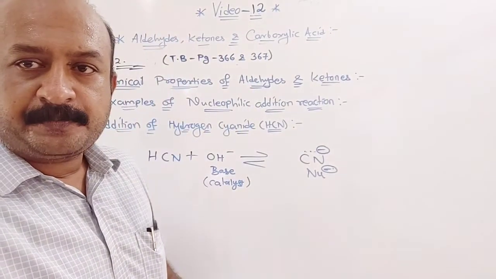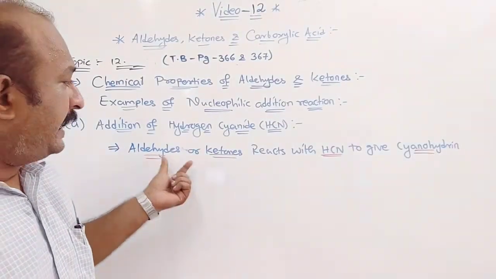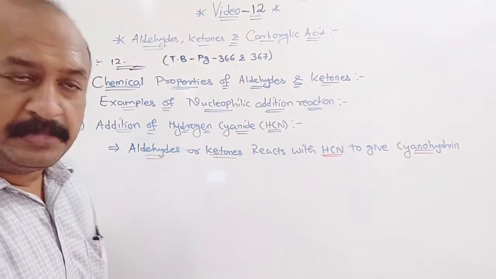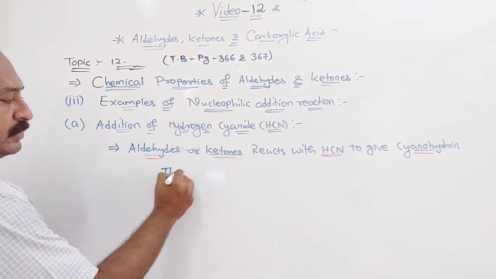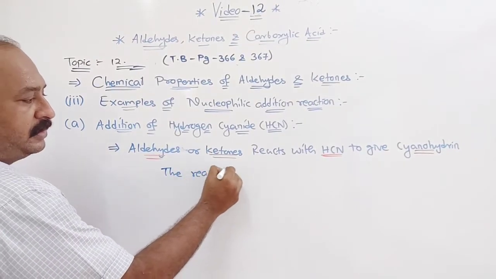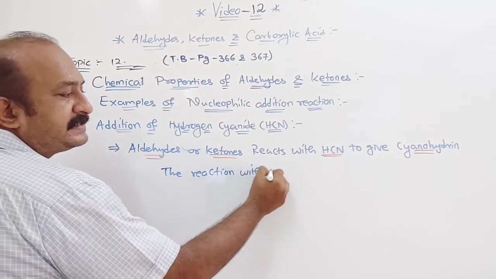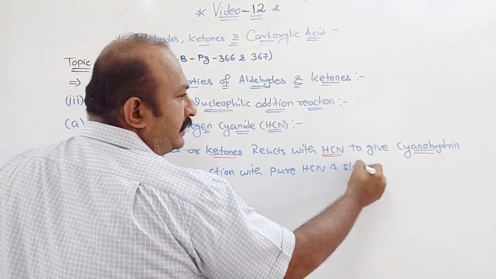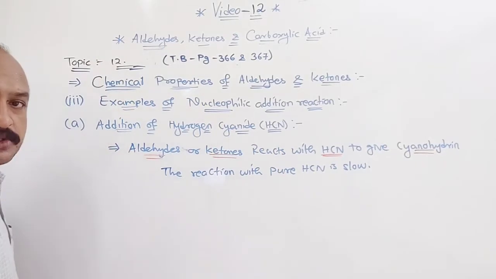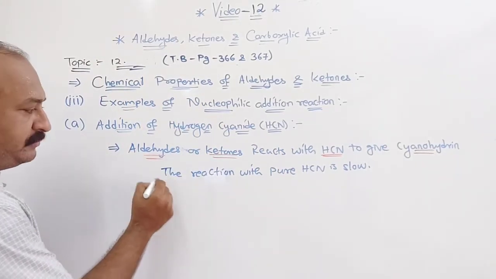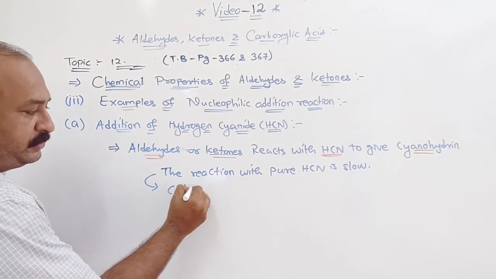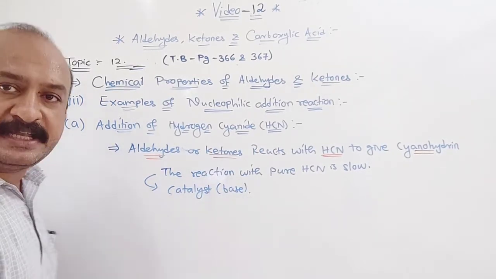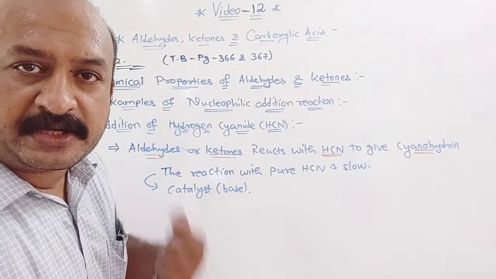So the next part, see. Now aldehydes or ketones react with HCN to give cyanohydrin, but we know the reaction with pure HCN is slow. So to speed up the reaction, we use a catalyst. What do we use? A catalyst, that is, a base is used as a catalyst to speed up the reaction or to get a nucleophile.